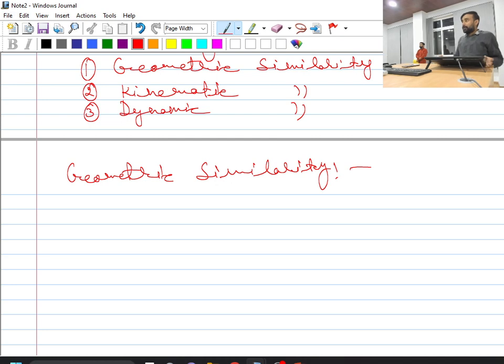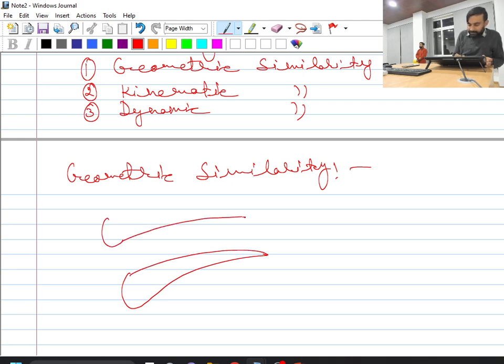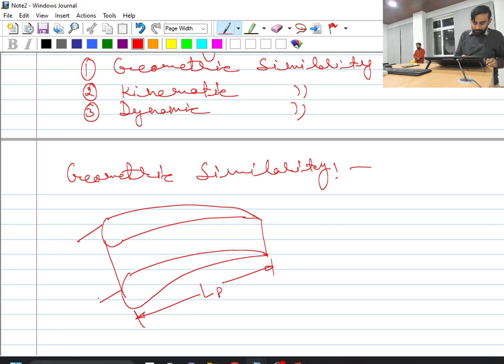So when we talk about geometric similarity, say I have the wing of an aeroplane with its exact dimensions. Exact dimension means, say it has some length equal to LP, some width equal to WP. Okay, so I am calling this a prototype. I can say that this prototype will be geometrically similar to a model airfoil.